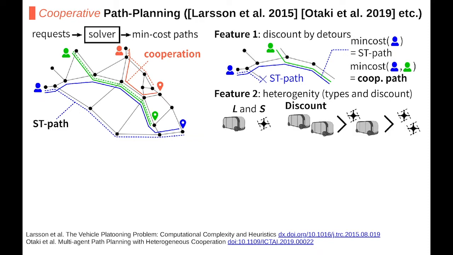The second one is that we assume vehicle types and some order of discount effects. For example, we have a vehicle and a UAV, and we have an order of discount effects like this. We prefer to select the cooperation among vehicles if possible to reduce the total travel cost.